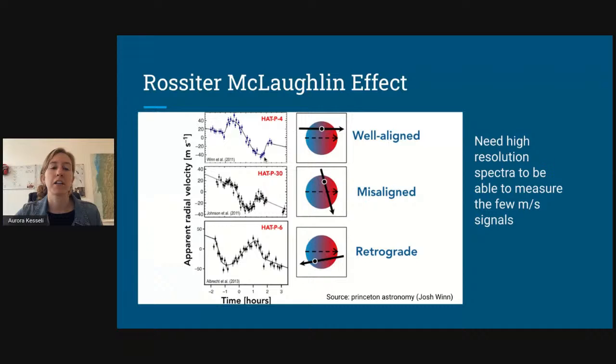And in order to measure this, you can see here that we need to measure 20 meter per second precision in order to measure these orbits. And so meter per second precision is something that you need really high resolution spectra to do.